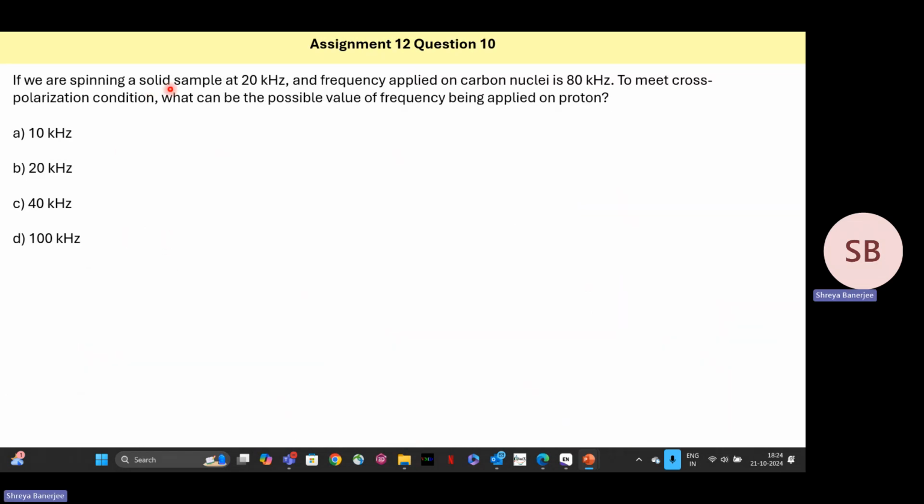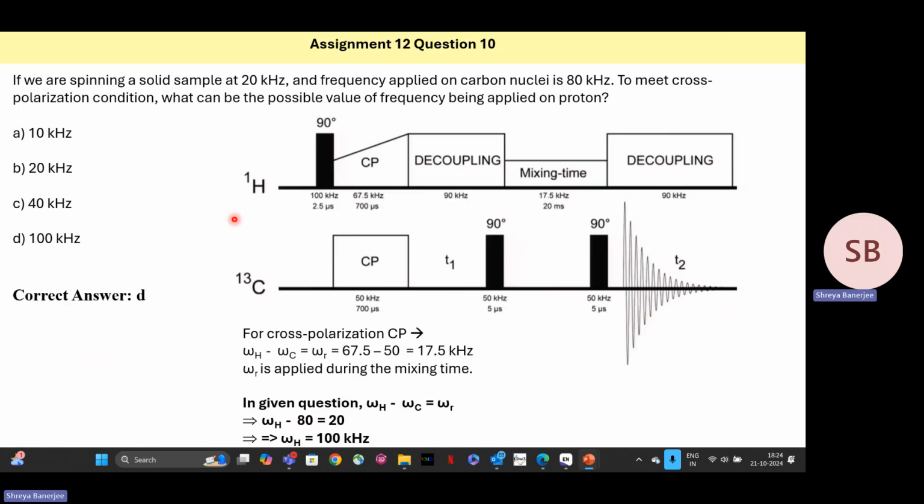And this was the last question of assignment 12, which was saying, if we are spinning a solid sample at 20 kilohertz, and frequency applied on carbon nuclei is 80 kilohertz, in order to meet the cross polarization condition, what can be the possible value of frequency applied on proton? So again, we will look back to this pulse sequence that was there.